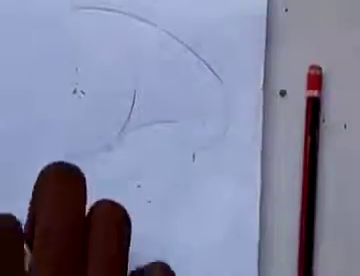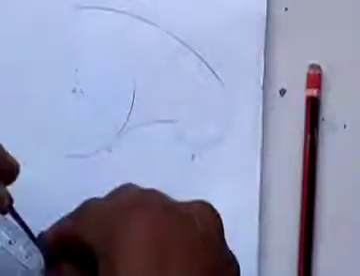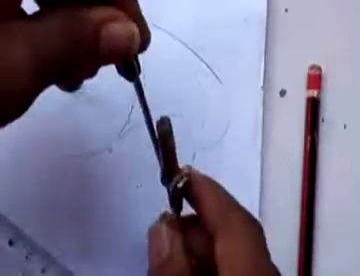Actually, for the internal arc, it appears that I've made a mistake. So let's do it again. We have an internal arc of just 5 centimeters. So basically we'll add 5 to the radius of this circle, which is 3. That will be 8. So open our compass to 8 centimeters and cut the radius here.